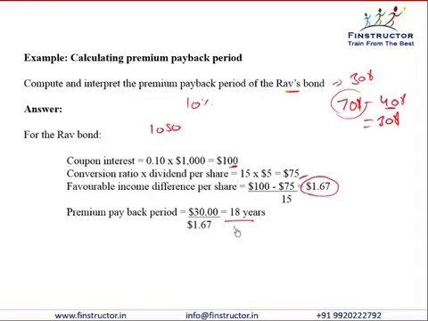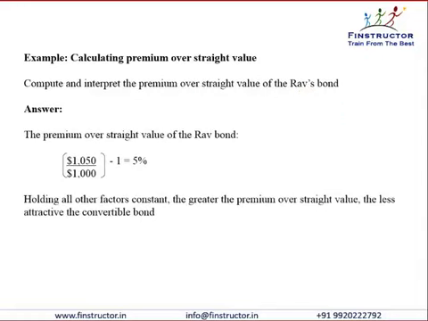If this premium payback period is just 2 years or 3 years, then we don't mind paying the premium, because we know that the higher coupon that we are getting from the bond is going to make up for this premium. If we bought just the equity, we would have gotten a much lower dividend. So this difference is called the favorable income difference per share. That is the difference between the coupon minus the dividends per share. Rest of the calculations are pretty straightforward.